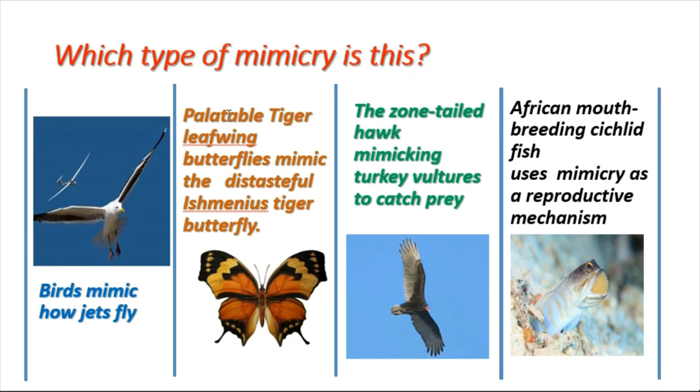Number 7. Palatable tiger leafwing butterflies mimic distasteful Ishmael's tiger butterfly. The question is, which type of mimicry is this? I'm waiting. The answer is, this is Batesian mimicry. Number 8. The zone-tailed hawk mimicking turkey vultures to catch prey. The question is, which type of mimicry is this? The answer is, this is a typical example of aggressive mimicry.